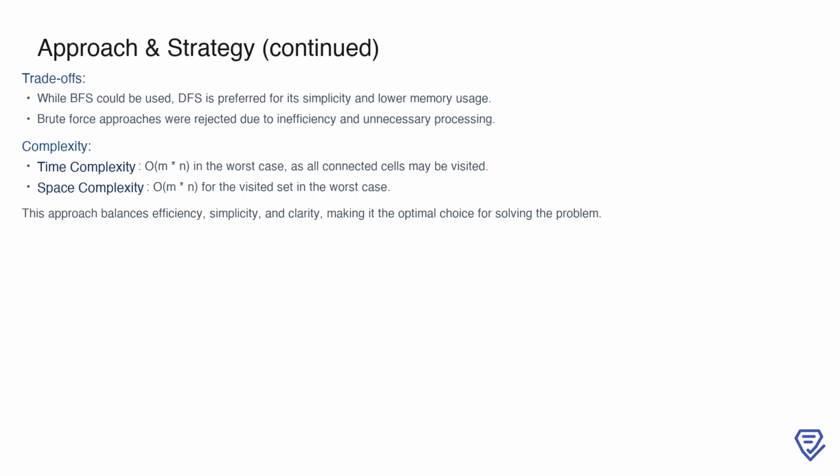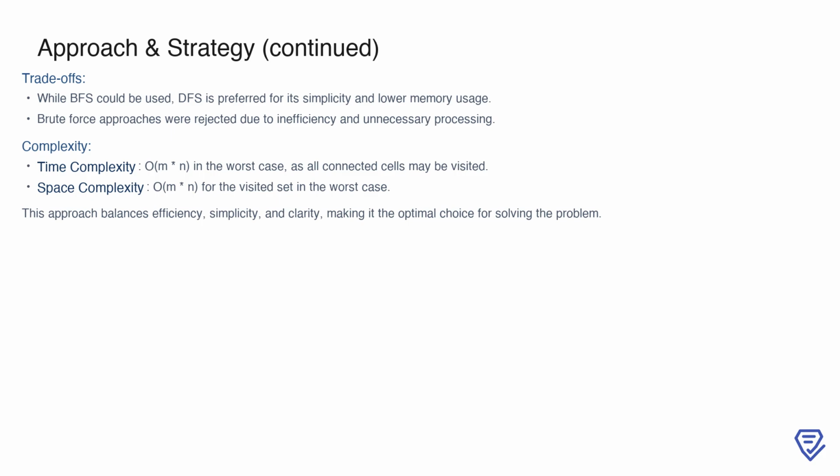Finally, we should consider the trade-offs of this approach. While BFS could be used, DFS is preferred due to its simplicity and lower memory usage. In contrast, brute force methods were rejected because they involve unnecessary processing of internal cells and are less efficient overall. From a complexity perspective, the time complexity of this DFS-based solution is O(m*n) in the worst case, as all connected cells may need to be visited. The space complexity is also O(m*n), because we may need to store all visited cells in the worst case. Overall, this approach achieves a balance between efficiency, simplicity, and clarity, making it the optimal choice for solving the problem of coloring a border.